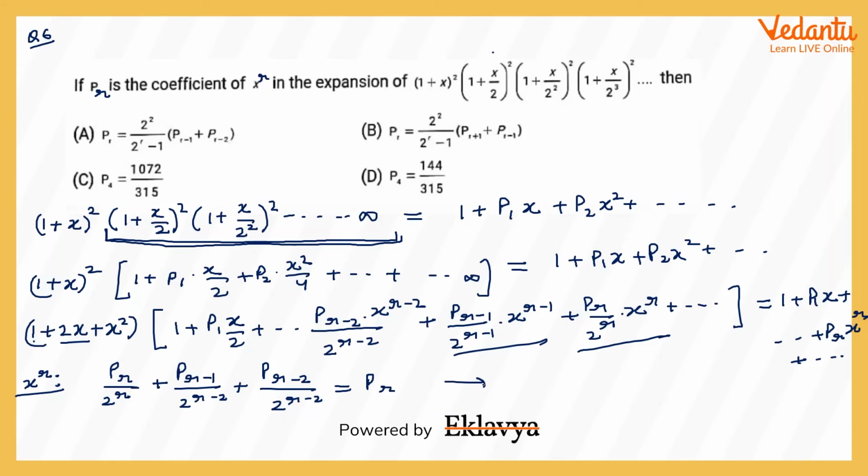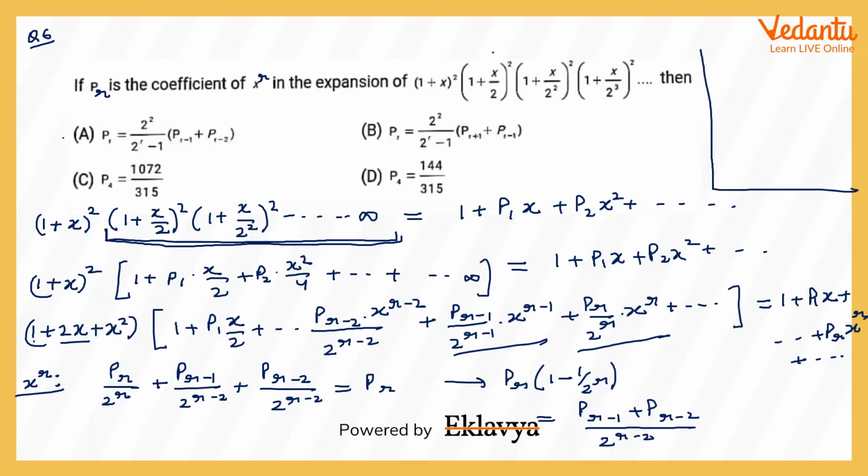Okay, now we can keep PR term on one side. So 1 minus 1 upon 2 power r will be equal to PR minus 1 plus PR minus 2 whole divided by 2 power r minus 2. So you can check, we are getting exactly the same relation as given in option number A, because this 2 power r minus 1 will go down and 2 power r will be multiplied up, and this will cancel 2 power r minus 2, 4 times. So A is the answer.